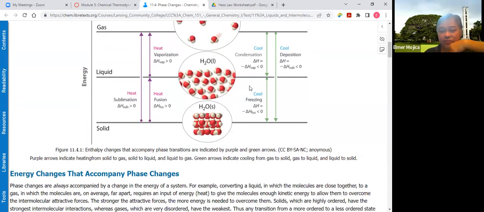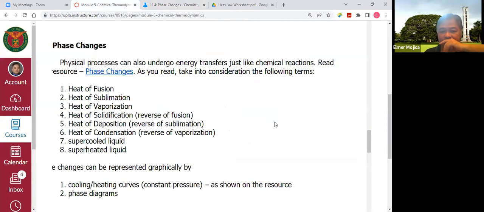So those are the different physical changes. If you're asked what is heat of fusion, heat of sublimation, heat of vaporization, this is just the amount of energy needed to convert the solid to liquid, the solid to gas without passing the liquid phase, and the liquid to gas. Now, heat of solidification is the reverse of fusion, the amount of energy needed for your sample to be frozen. Heat of deposition is the reverse of sublimation, and then the heat of condensation.